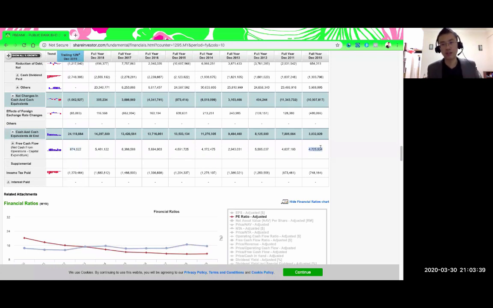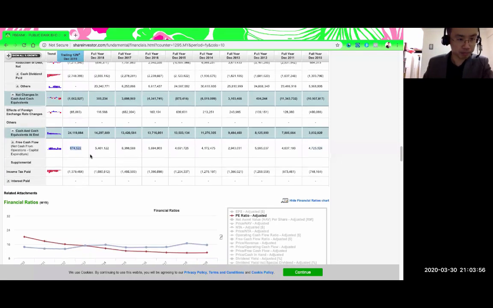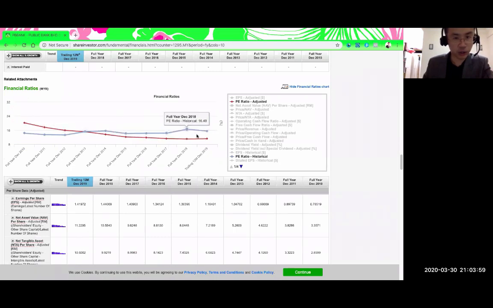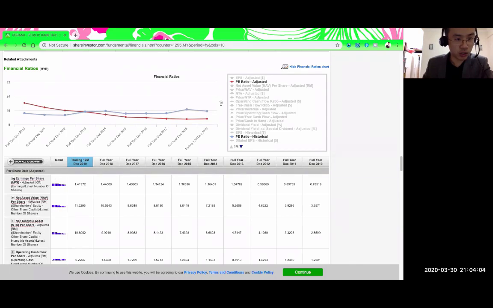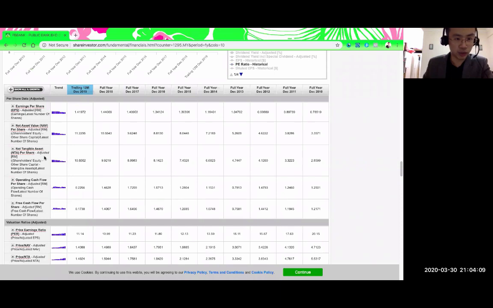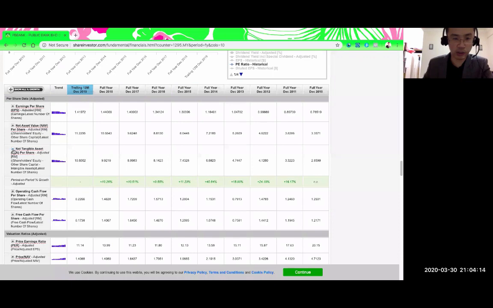This is something that I look at because free cash flow is a metric that I often look at. After I use ShareInvestor WebPro as well as ShareInvestor Station, I can easily find this free cash flow information, so it saved me a lot of time. You can find all this information here. And these are financial ratios in charts. You'll see all the ratios, earnings per share, net asset value, net tangible asset per share, and how the growth rate is like. You click the plus, then the growth rate comes about.